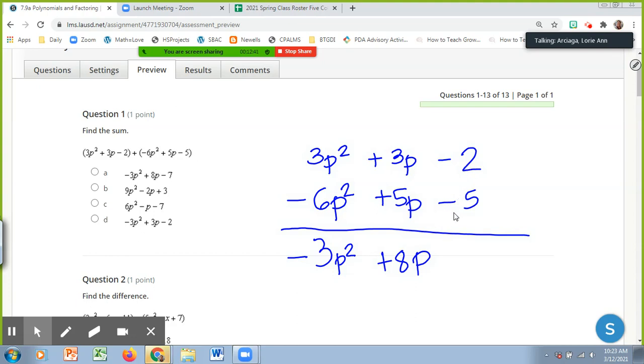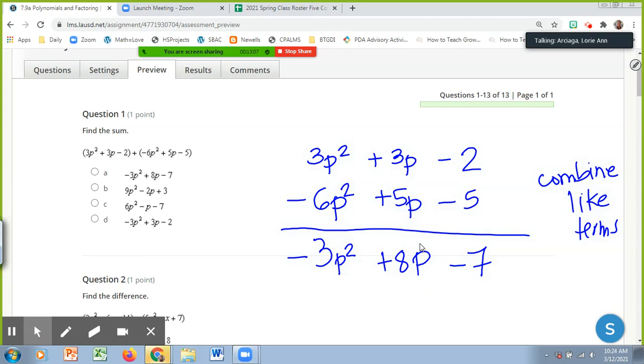Okay, and then negative 2 and negative 5 will be negative 7. All right, and then find that in the choices. Okay, so when you're adding, you have to combine like terms. And like terms mean they have the same variables and exponent. You don't have to do anything with the exponents when you're adding.